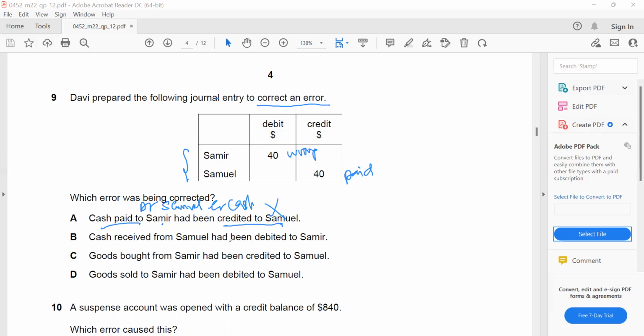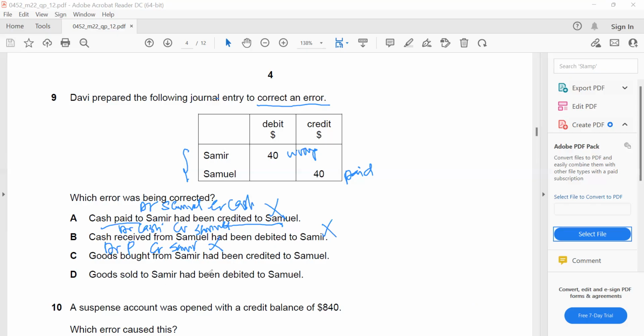Cash received from Samir has been debited to Samir. So cash received by right should be debit cash, credit Samuel. But we are adjusting this one. That means this is also not it, because this entry by right should be correct. Goods bought from Samuel has been credited to Samuel. So goods bought should be debit purchases, credit Samuel. So credit Samuel is correct. We don't need to do adjustment. So this is also unlikely.